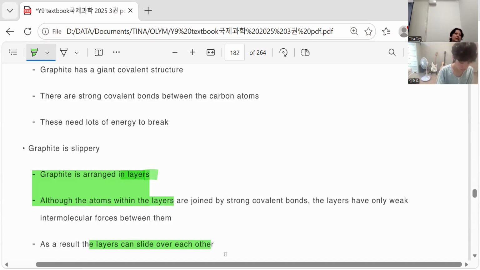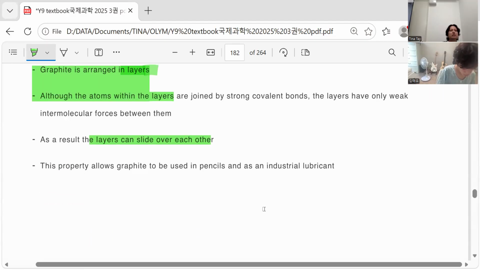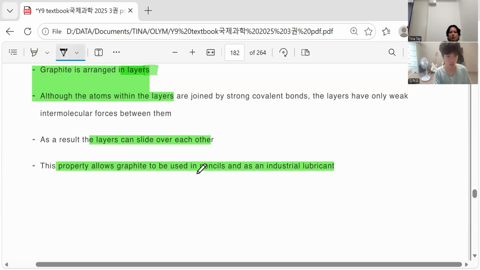So it's very slippery. You know the oil for the bicycle chain, the black oil? That one is made from graphite because it's very slippery, so it can be used to make a lubricant. This property allows graphite to be made into pencils and also lubricant. Have you heard of lubricant before? Lubricant is basically the oil they put on the bicycle chain.